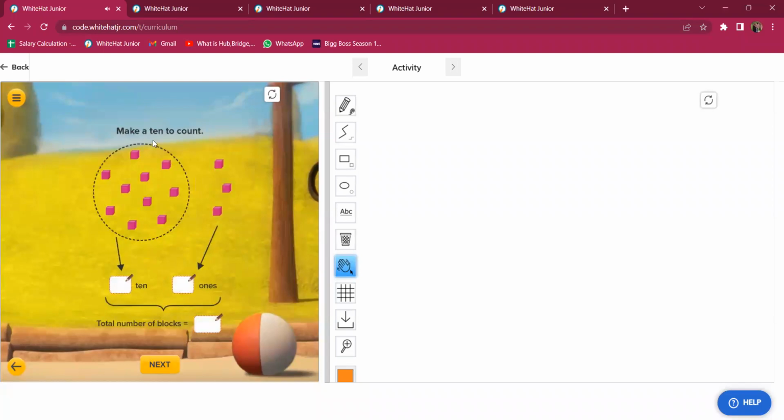Now here, make a 10 to count. Out of the total, this is 1, 2, 3, 4, 5, 6, 7, 8, 9, 10, right? This is 1 ten, so I'm going to write 1 over here. And this is separate, 1, 2, 3. These are 3 ones. So we made one group of 10 and then 3 separate. That will give us a total of 13. So we write 13 here. Let's move to the next question.